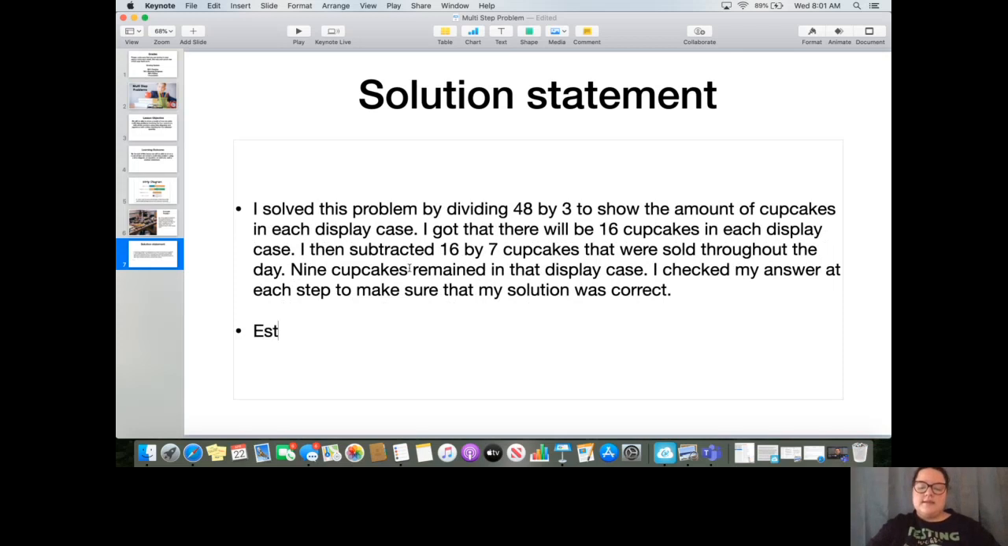I also want to add my estimate. Or let's start with our expression. We had 48 divided by, I can't do a division symbol right now, divided by 3 equals display case, or D for display case, minus 7 equals our solution.